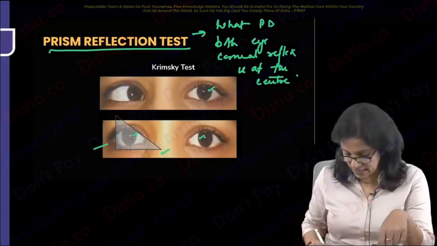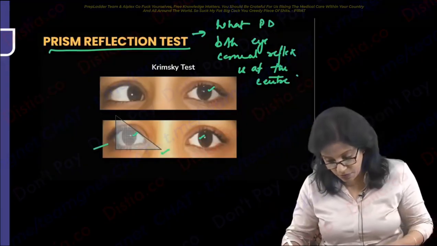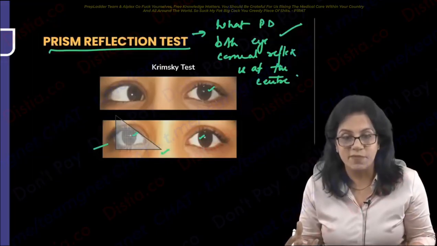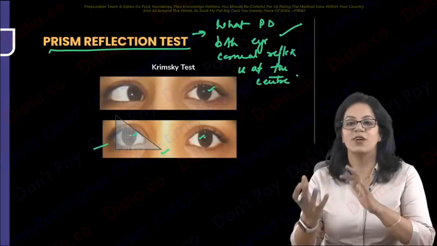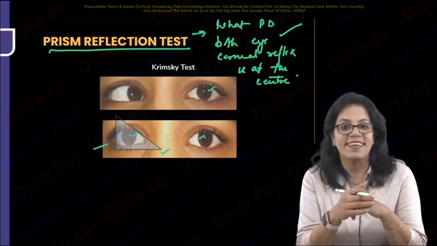So if I am putting the prism on the normal eye and then checking the same thing, at what prism diopter the two light reflexes are at the center, now that is called Krimsky. But for you at your level, actually this is used synonymously. You can call it so. Okay, let's not be very microscopic.